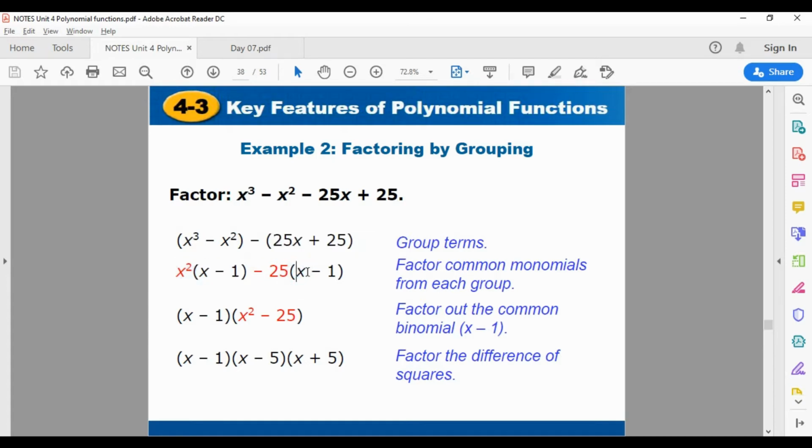And so what we have is the distributive property. This is x minus 1 times some value, and then x minus 1 times another value. So these values here, the x squared and the minus 25, make up another binomial that has been multiplied by x minus 1. This is a difference of squares which further factors down, and so we can factor polynomials down into as many separate components as we possibly can.